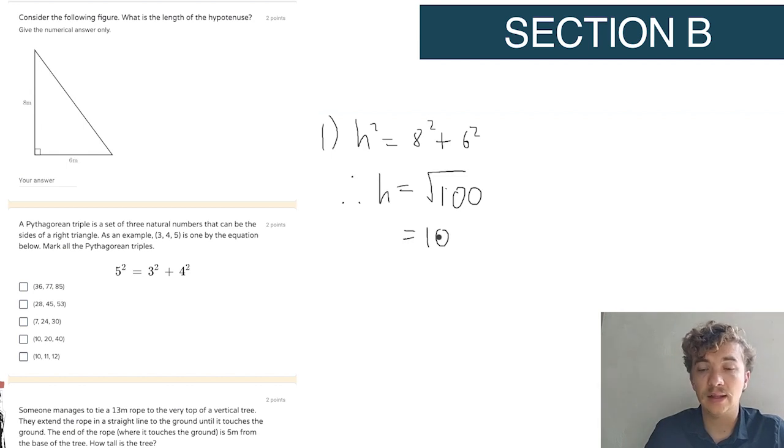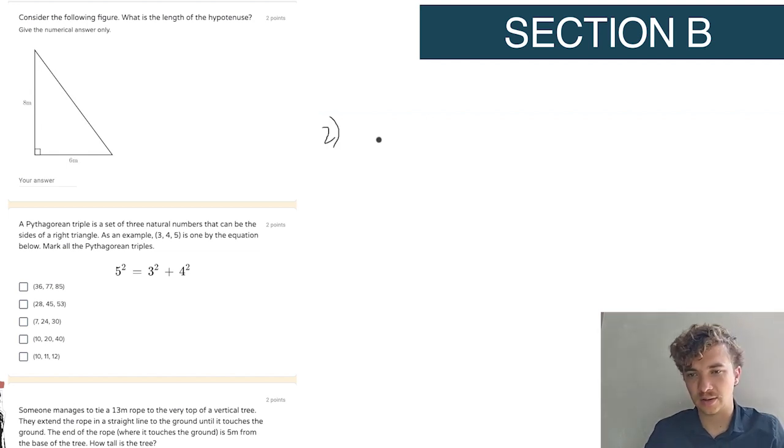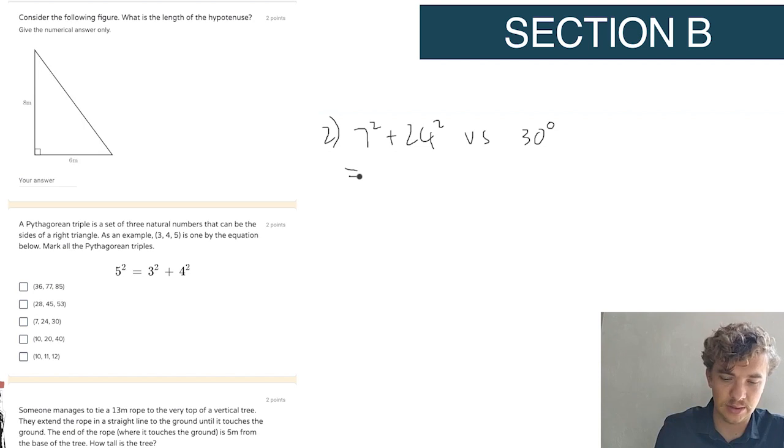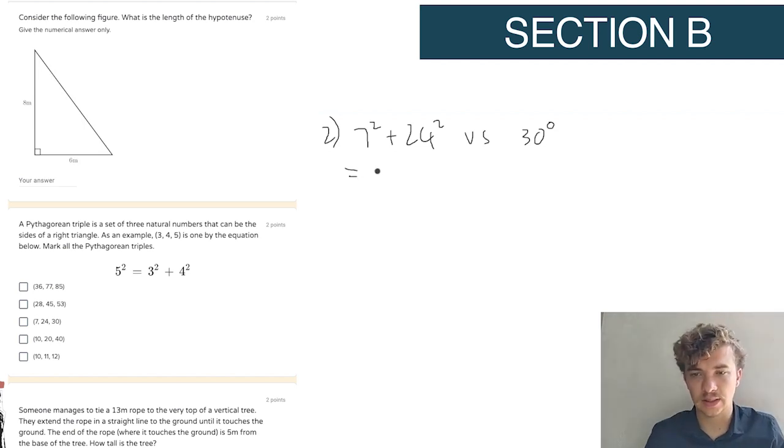Okay, and there is only one way to check all 5 of these options, and that is to see if the Pythagorean relationship holds. So now we have 7, 24, and 30. So then what you compare is 7 squared plus 24 squared versus 30 squared. Okay, and you can just type that into your calculator. 7 squared plus 24 squared is 625, versus 30 squared, which is actually 900. Therefore, this is not a correct option.